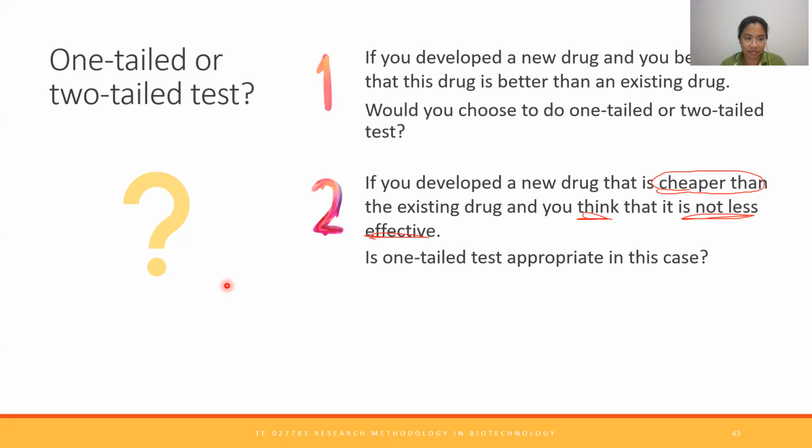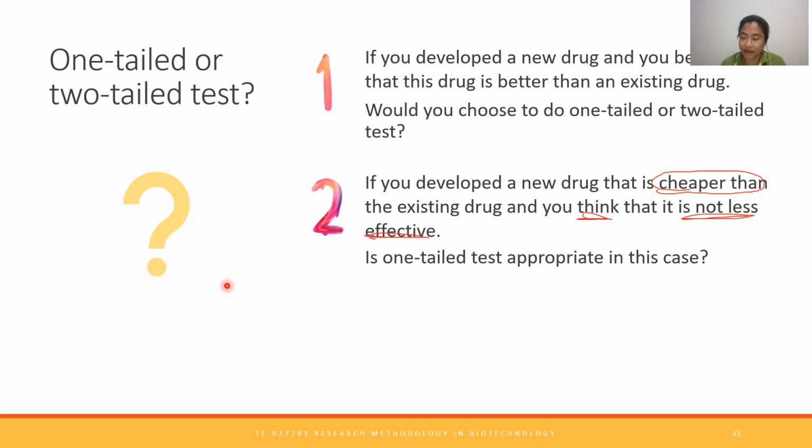There was no and there was yes. No means that you are thinking that you have to do a two tail test. Yes means that one tail test is enough. So in the second question, since you think it's not less effective, not less effective is equal to more or more. So a one tail test in this case is enough.